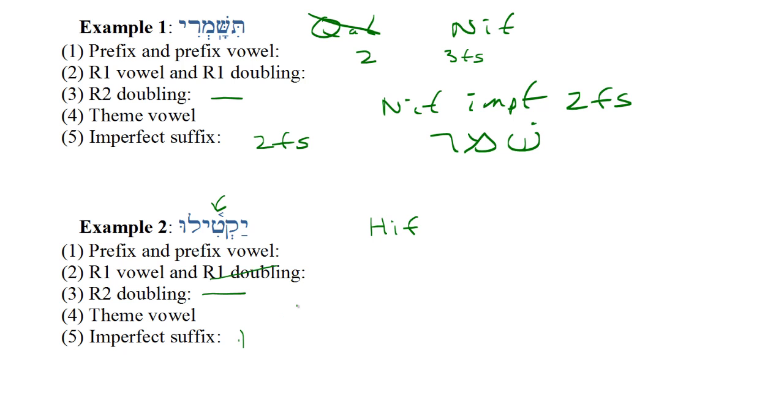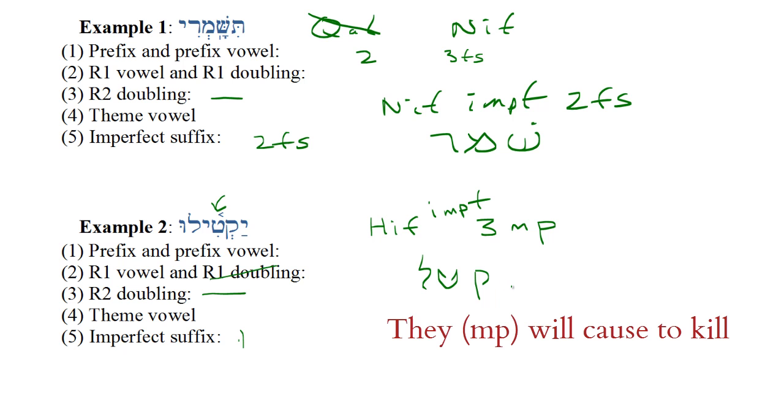Then we look at the imperfect suffix. That is a shureq. The yod prefix tells us we have third masculine something, singular or plural, and the imperfect suffix confirms that as third masculine plural. So we have a hifil imperfect, third masculine plural. Our root is katal, and I don't believe katal actually has a form in the hifil, but if it did, it would mean they will cause to kill. All right, let's move on.